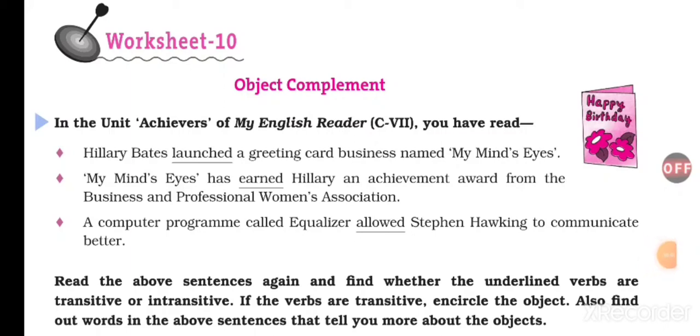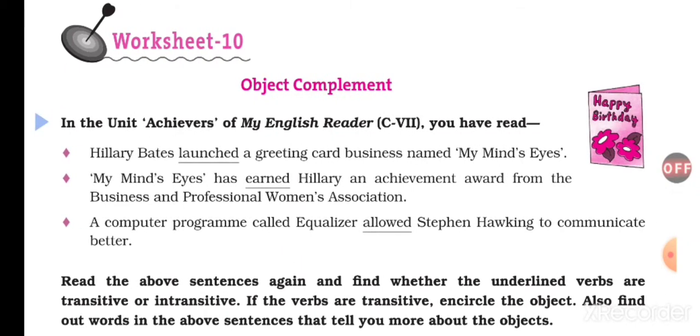Hello friends, so we were reading transitive and intransitive verbs, class 7, and its worksheet 10, object complement. In unit Achievers of my English Reader class 7, you have read: Hilary Bates launched a greeting card. Launched what? A greeting card business. So this object, a greeting card business, you will encircle.